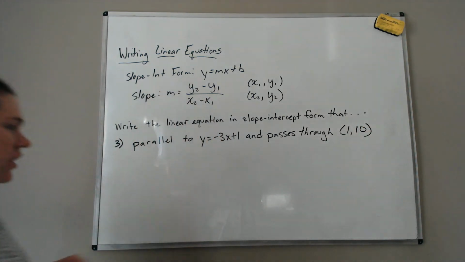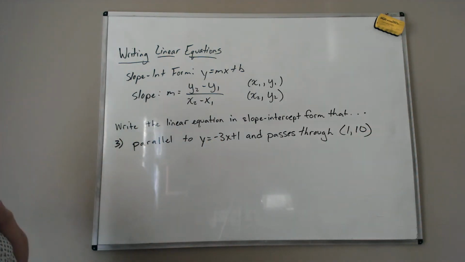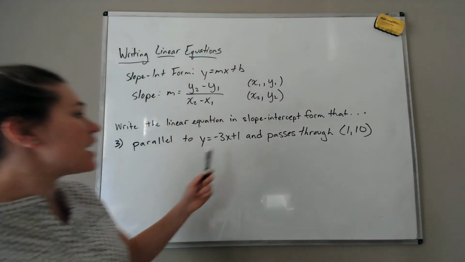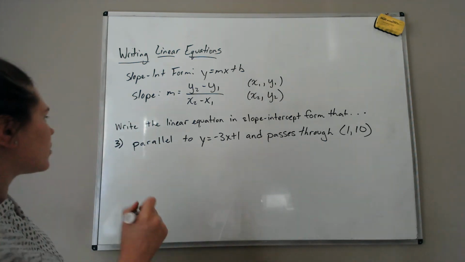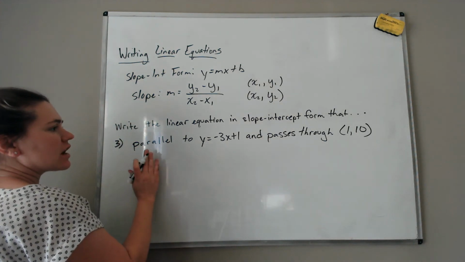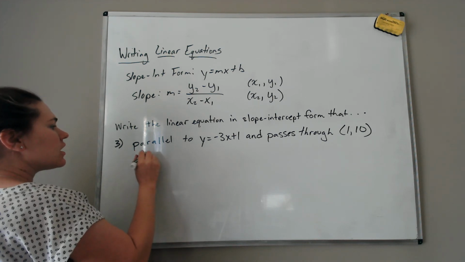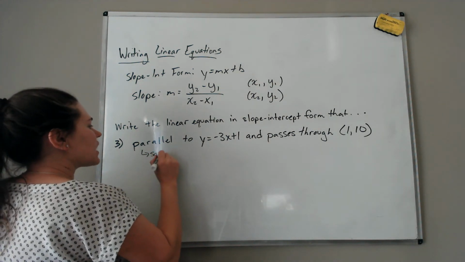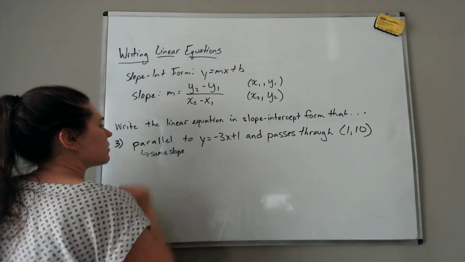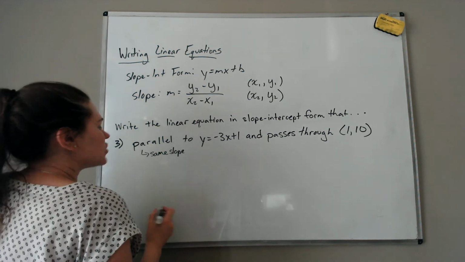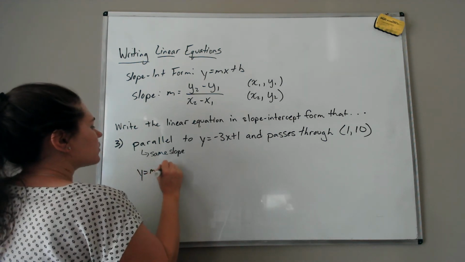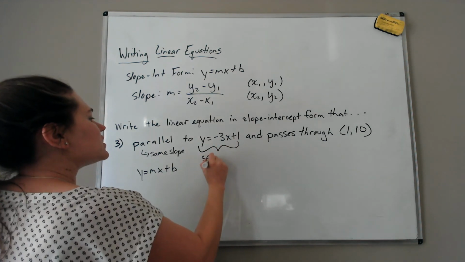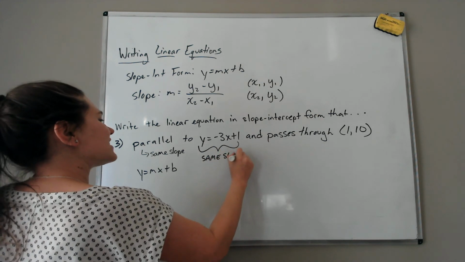Okay, we're going to write the equation of the line in slope-intercept form that's parallel to y equals -3x plus 1 and passes through (1, 10). So let's remember from geometry and algebra 1 what it means to be parallel. If 2 lines are parallel, they never intersect, and that is because they have the same slope but different y-intercepts. So we're writing the equation of a line, y equals mx plus b. It needs to be parallel to this line, so it needs to have the same slope as this line.